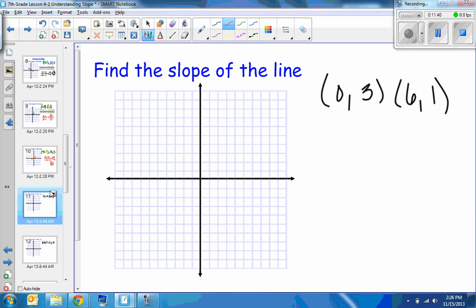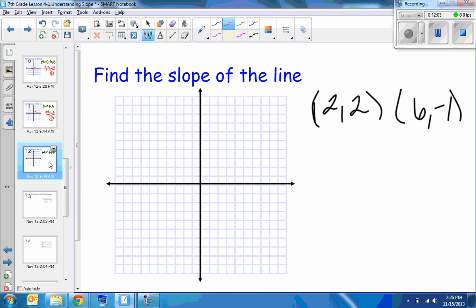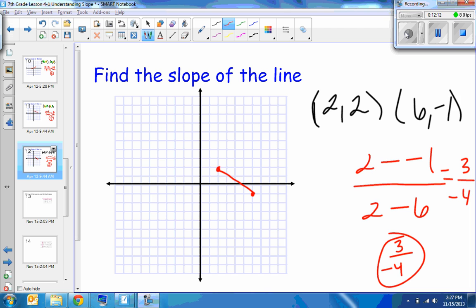Go ahead and try this one on your own. Again, 3 minus 1, 0 minus 6. And make sure you're using your calculator to help check your computation. So you should have gotten 2 over negative 6 to get 1 over negative 3. Try one more. 2, 2, and 6, negative 1. So you should have gotten 2 minus negative 1 and 2 minus 6 to get 3 over negative 4.